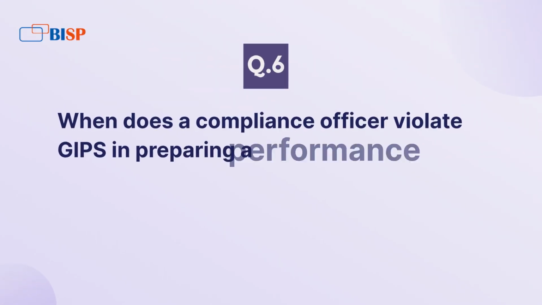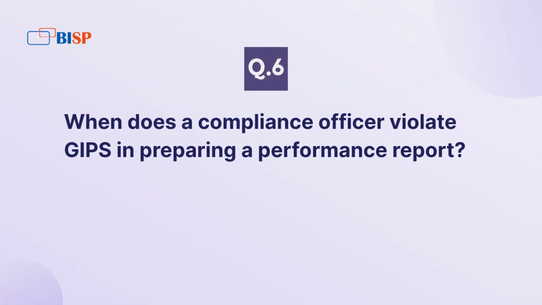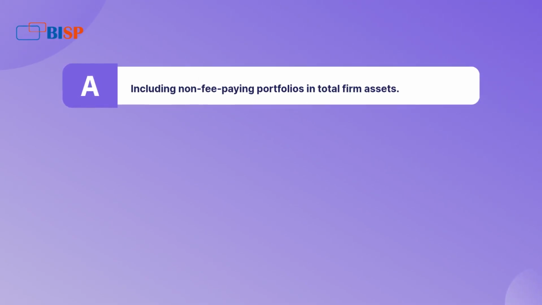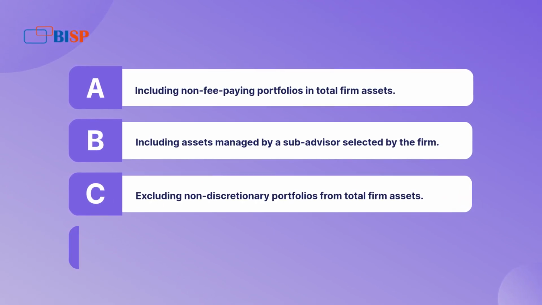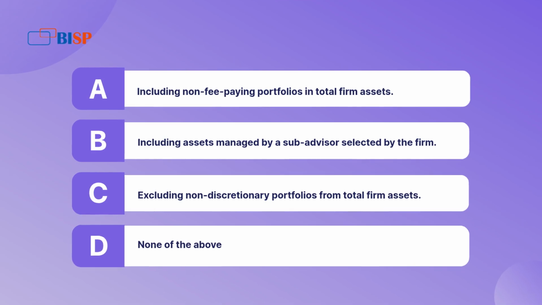Question number 6. When does a compliance officer violate GIPS in preparing a performance report? A. Including non-fee-paying portfolios in total firm assets. B. Including assets managed by a sub-advisor selected by the firm. C. Excluding non-discretionary portfolios from total firm assets. D. None of the above.